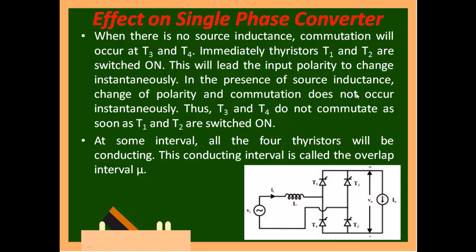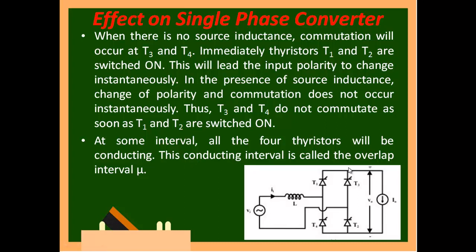In the presence of source inductance, what will happen is that T3 and T4 will not turn off at all, and at that time you might have turned on T1 and T2. Now what will happen? It is a mere short. All four switches will be on. So T3 and T4 do not commutate as soon as T1 and T2 are switched on. So for some interval all four thyristors will be conducting, and this conducting interval is called the overlap interval mu.